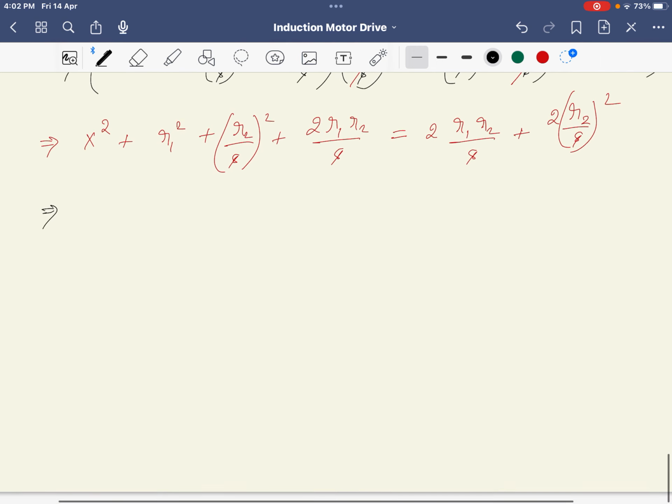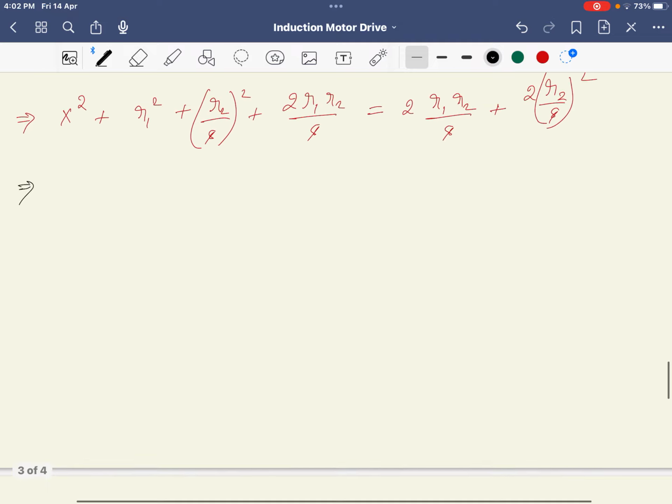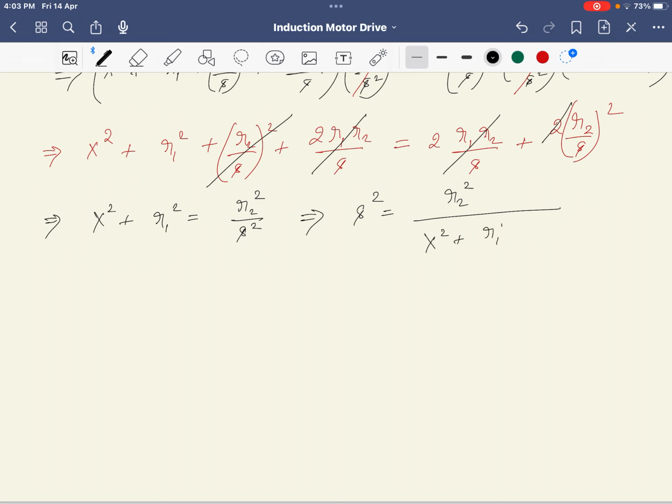So now from this, what we can rewrite is that. Let me take one more page over there. Right. So here terms like this and this will cancel. These terms and this 2 will cancel. What remains is X square plus R1 square is equal to R2 square by S square. Now from here we can simply write S square is equal to R2 square by X square plus R1 square.